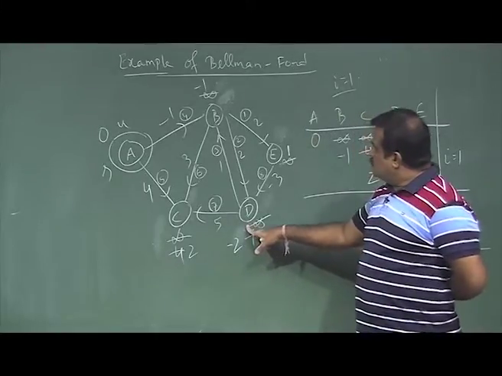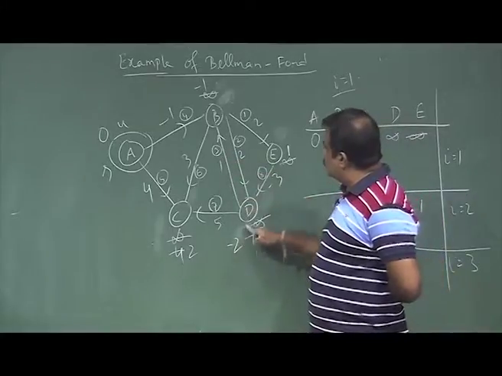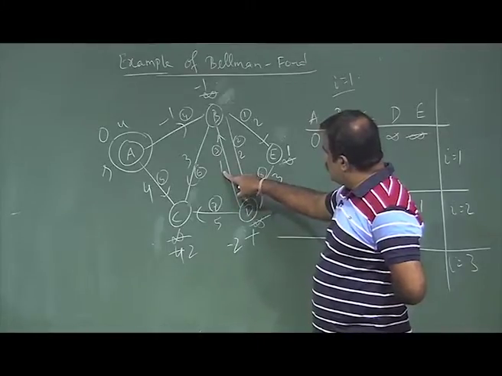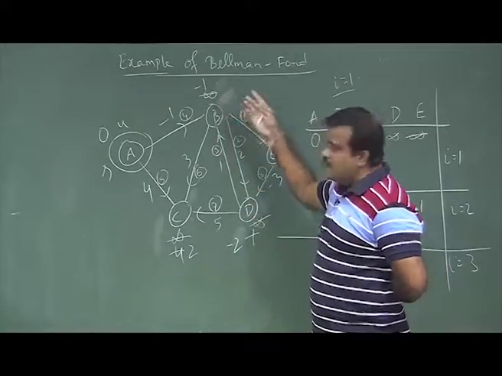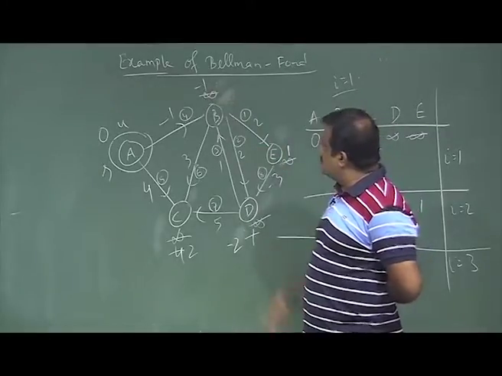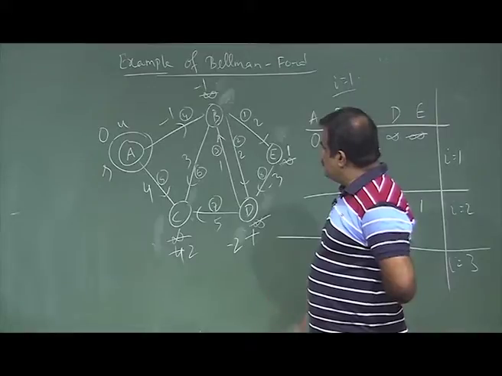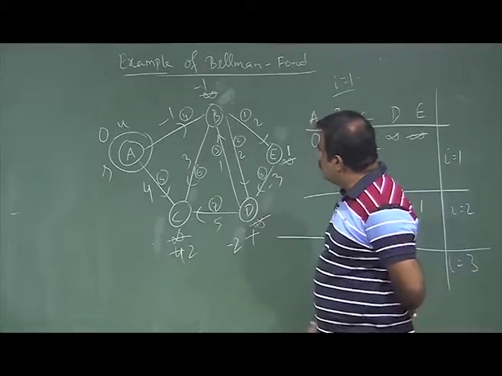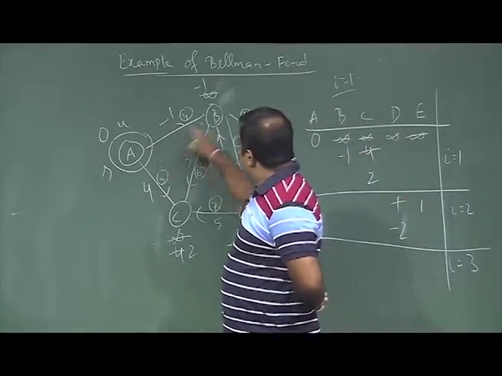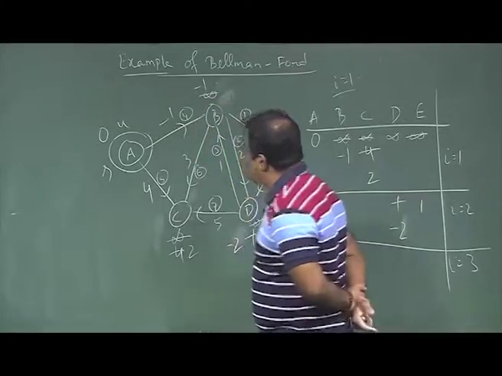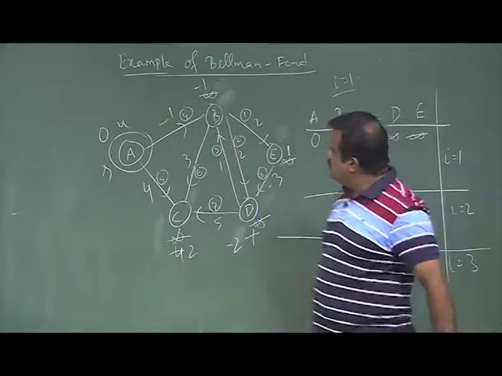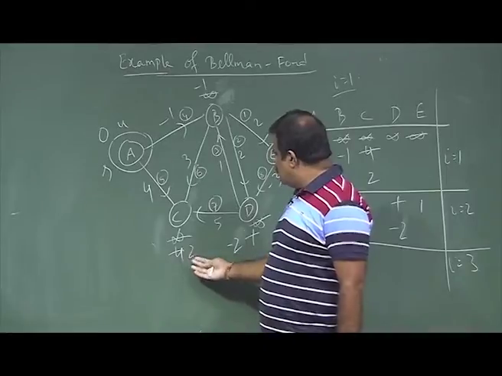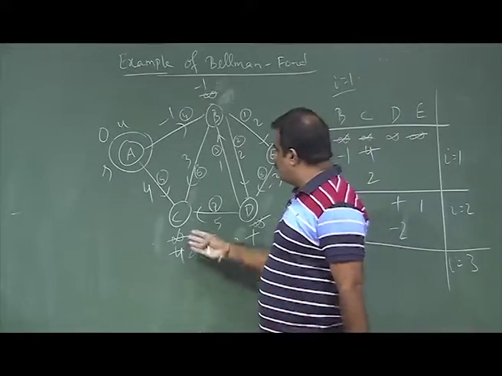Okay, edge number 3 is this one. This is u, this is v. This is minus 2 plus 1, so it will be minus 1, which is the same as the value it already has. So no relaxation is needed for this vertex. Now number 4 is this one. This is minus 1, which is the same. So no relaxation is required for this vertex v. Number 5 is this one. This is 0 plus 4 is 4, which is not better than 2. So no relaxation is required for this vertex.